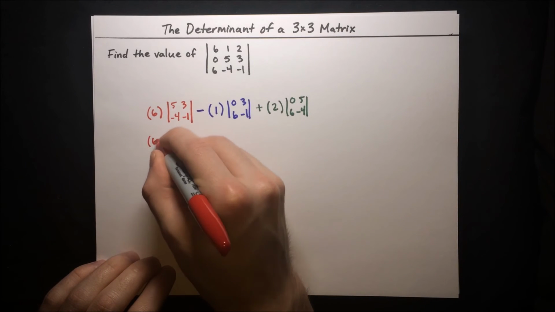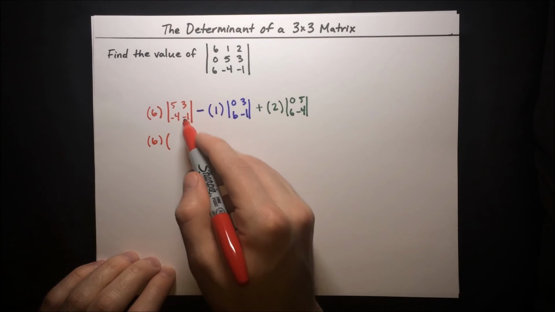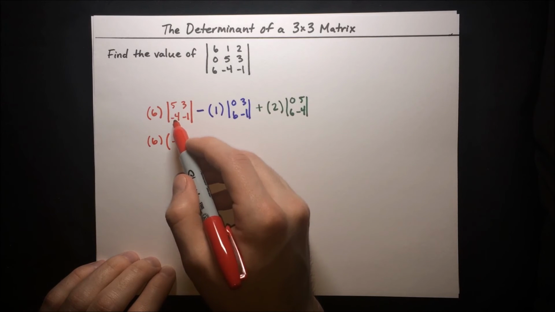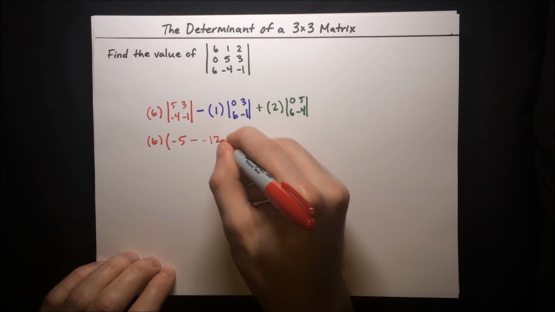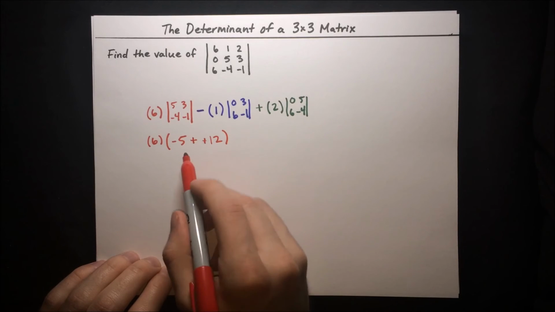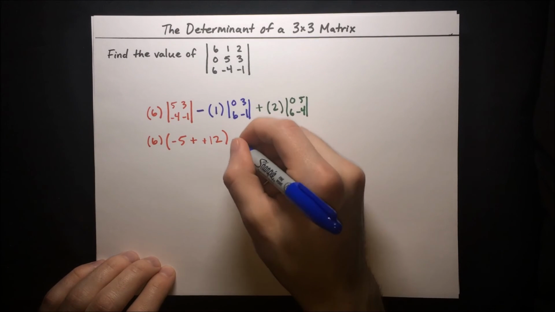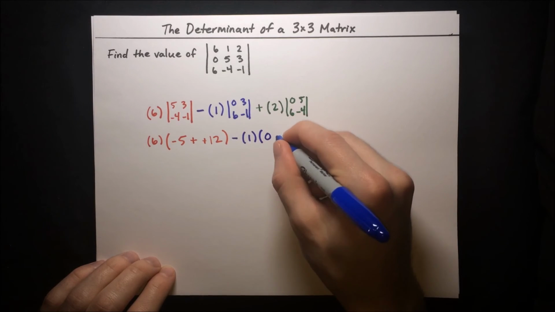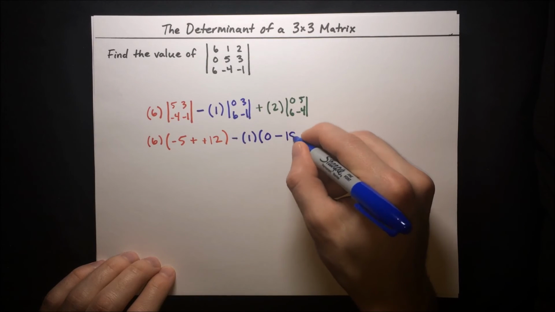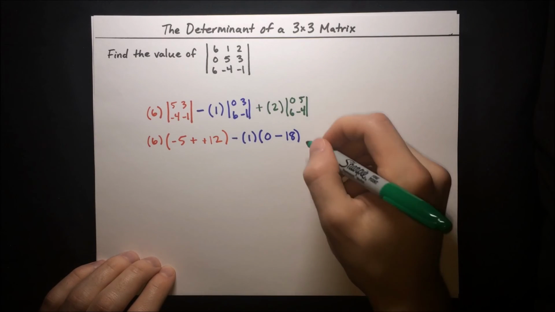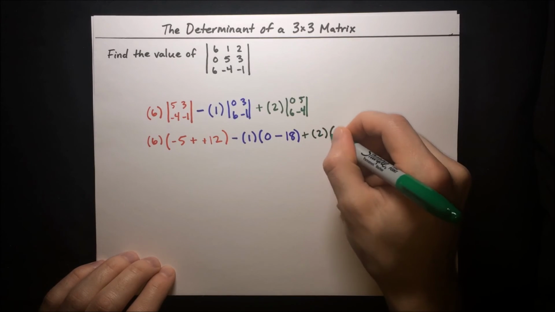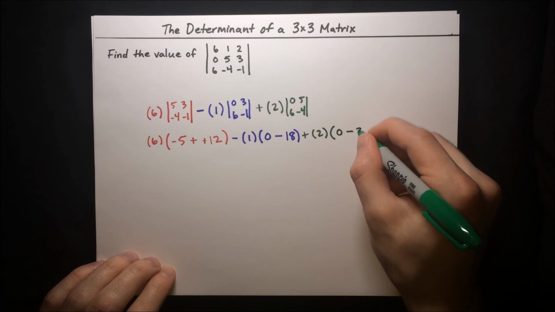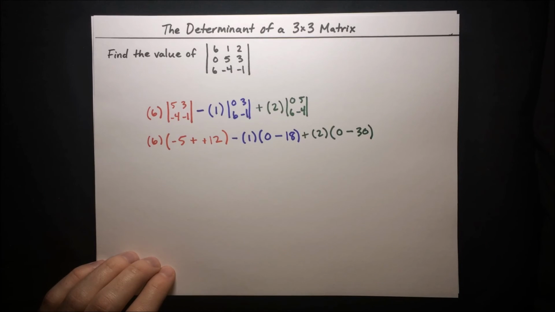So this is 6 times this determinant, which is just 5 times -1, which is -5, and then minus 3 times -4, so minus -12, and these negatives will cancel out, so it'll just be plus 12. And then we have a minus 1 times this determinant, 0 times -1, just 0, then minus 3 times 6, minus 18. And then our last determinant is just 0 times -4, so 0, and then minus 5 times 6, so minus 30. And let's continue computing this.